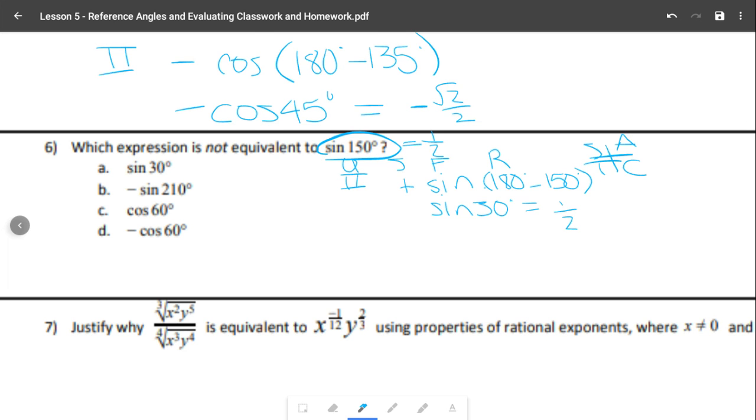So we want to know which of the following is not going to be equal to 1/2. Well, A would be, because sine 30 is 1/2. So it's not that one. C, cosine 60 from the chart is also 1/2. So it's not that one. And D, we have negative cosine 60, so negative 1/2. Well, that is not the same thing as positive 1/2, so it is answer choice D. If you want B, it does come out to 1/2. You could do that QSFR with B also.